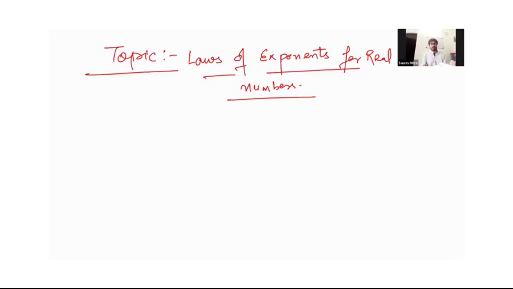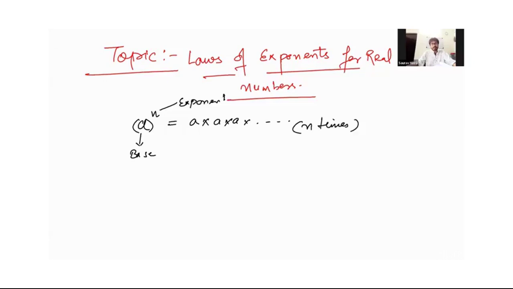Today's topic for the session is laws of exponents for real numbers from your chapter Number System. Let us understand what exponents are. We know what a to the power n means. Here a is called our base, and n is called our exponent or power. So a to the power n means a into a, n times.